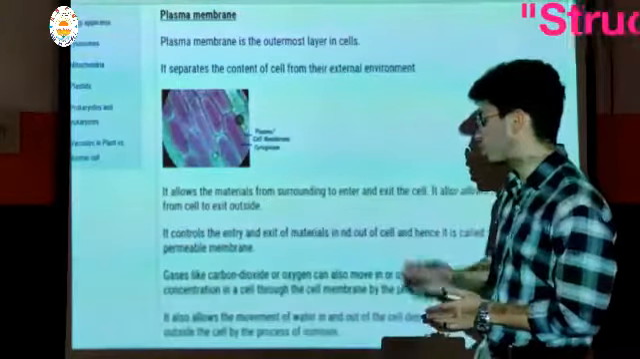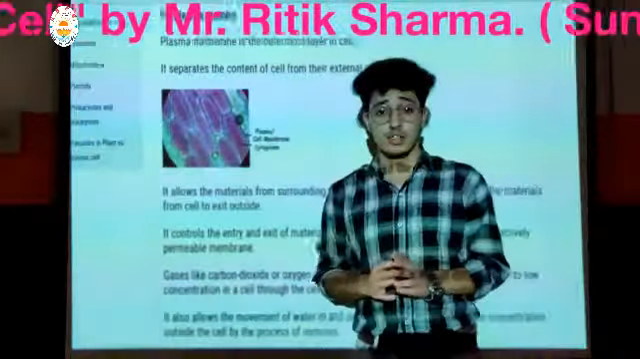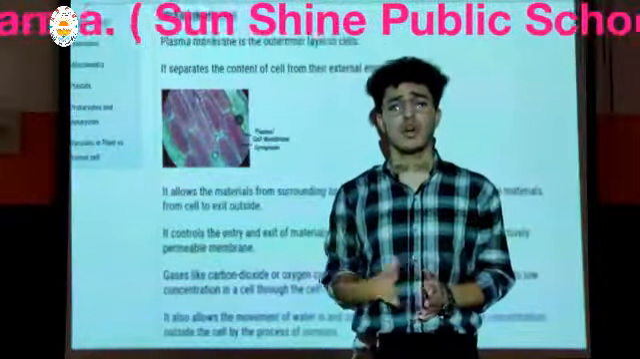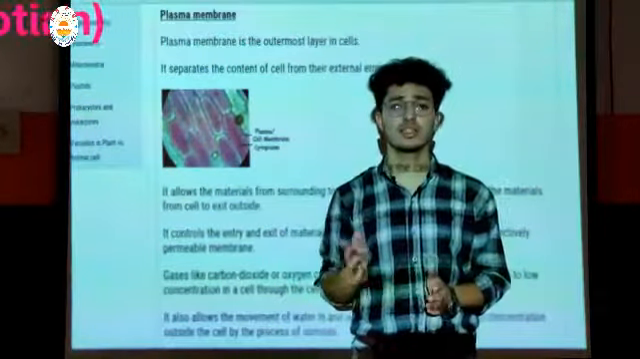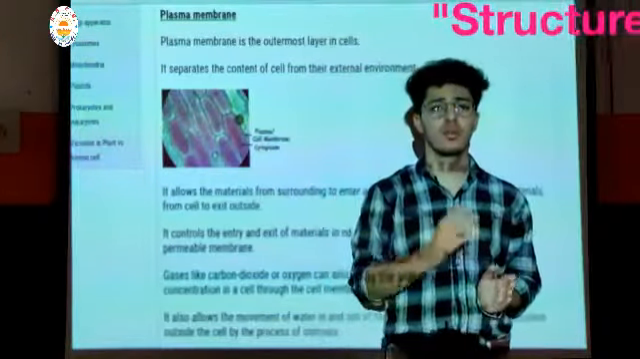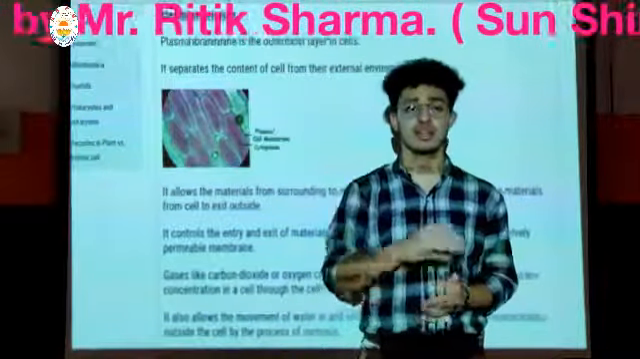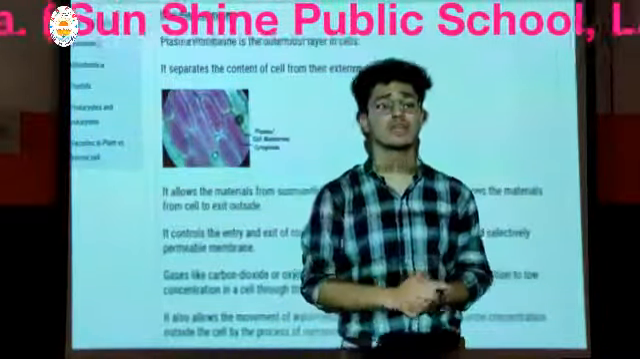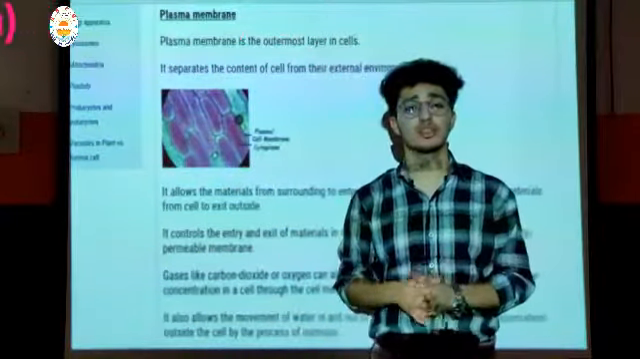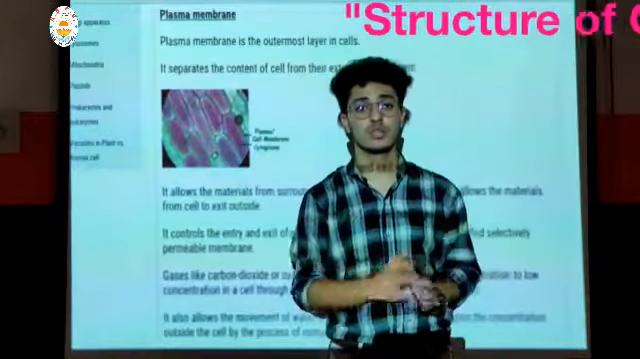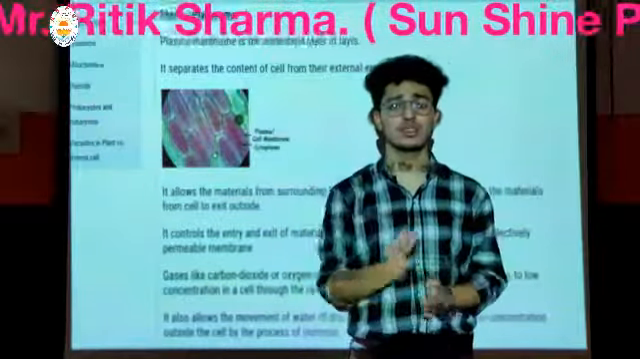Gases like carbon dioxide or oxygen can also move in and out. If the concentration outside is low and inside is high, gases will move from inside of the cell to outside. And if the concentration outside is high and inside is low, gases will come inside the cell. This process, the movement of gases from high concentration to low concentration, is known as diffusion. So here's a new word, diffusion: the movement of gases from high concentration to low concentration.